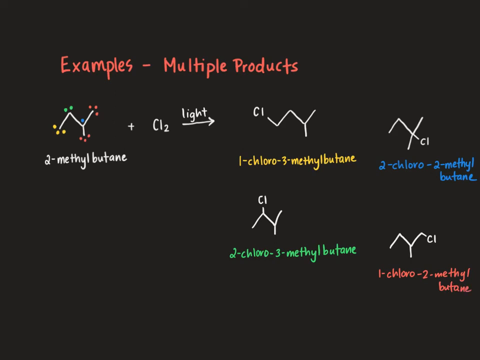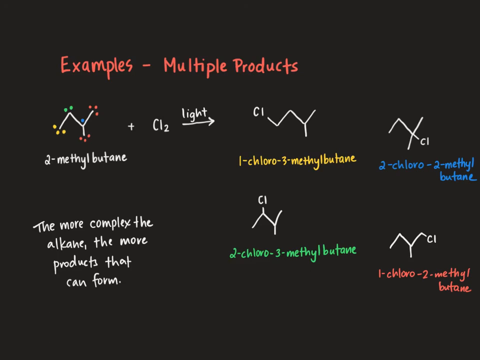And so as you're working through these, the more complex the structure of the alkane, the more products you can get. You won't have to predict what product is most likely or the various ratios. You just have to predict how many are possible.